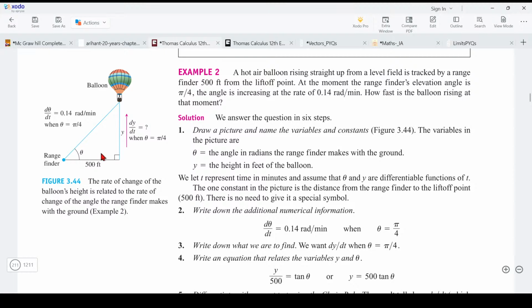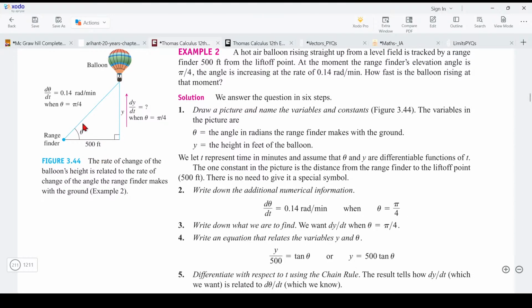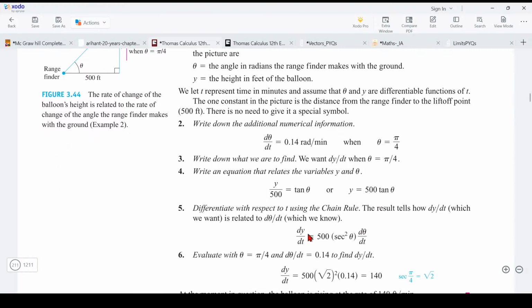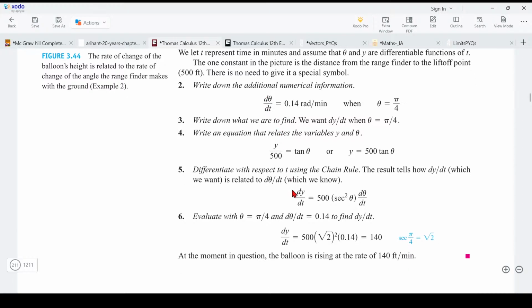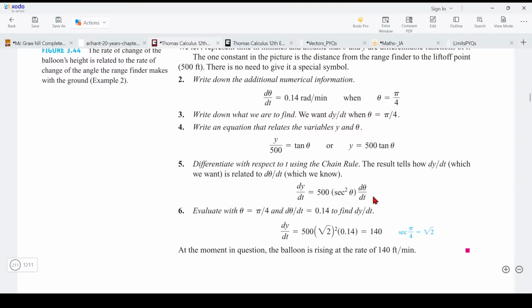How do we relate y and theta? Tan theta equals y by 500. Agreed? Yes, sir. Tan theta equals y by 500. So basically, if you differentiate, what you will get? Secant square theta into d theta by dt equals 1 by 500 into dy by dt.